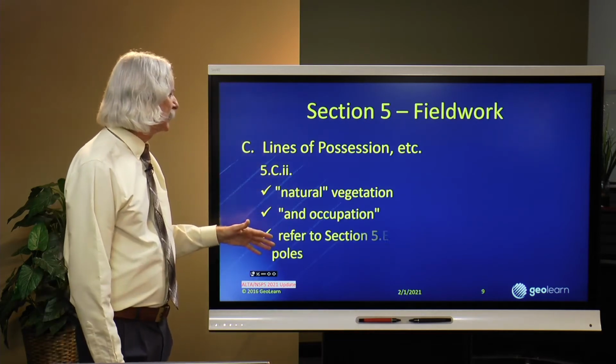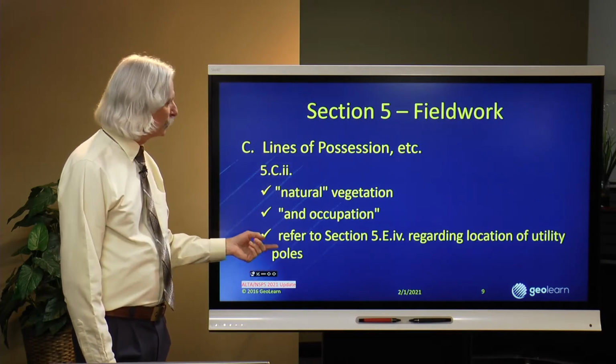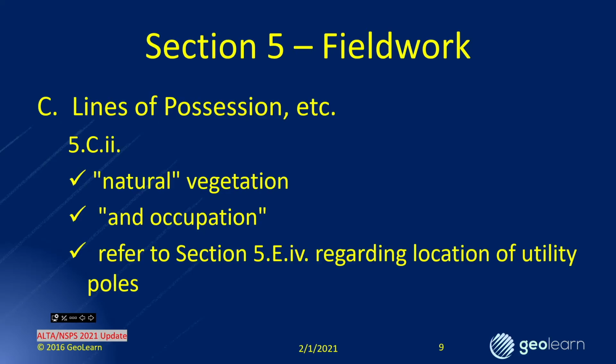The last thing that we did in 5C2 is we make reference to Section 5E4, because in 5C3, we talk about locating observed evidence of features within 5 feet of the boundary. And then in 2021, it says, see Section 5E4 relating to utility poles.